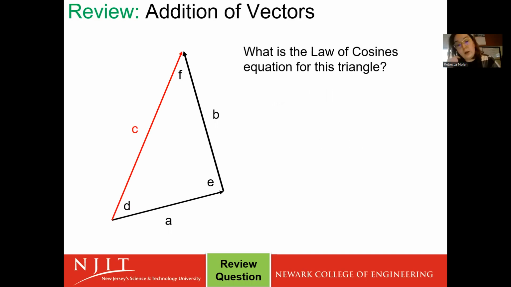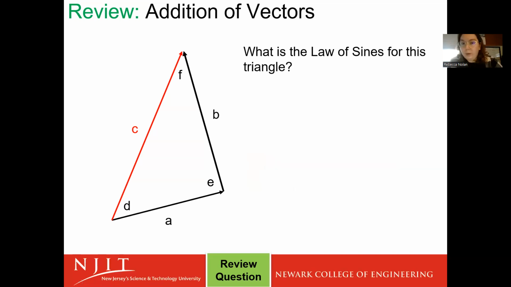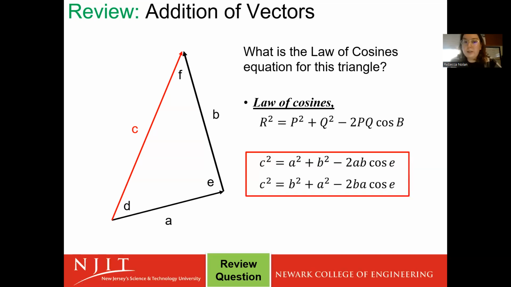In that case, the law of cosines that we've talked about is r squared equals p squared plus q squared minus 2pq cosine b, where b is the angle opposite your resultant force. So in this case, if your resultant force is c, we would have c squared equals, doesn't matter which one you put first, a squared plus b squared minus 2ab cosine e. E would be that angle opposite that c. That's the law of cosines that we go to most often in this class.